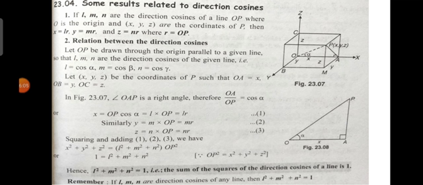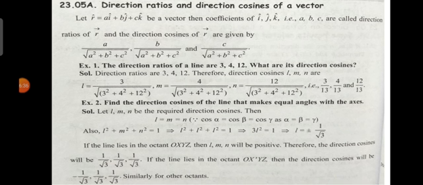And what is the relation between the direction cosines L, M, N? L square plus M square plus N square is equal to 1. The sum of the squares of the direction cosines of a line is always 1. That is the relation, and this relation is very important.